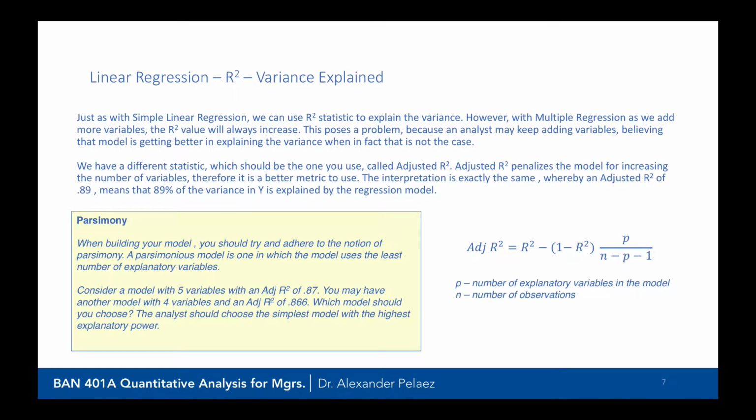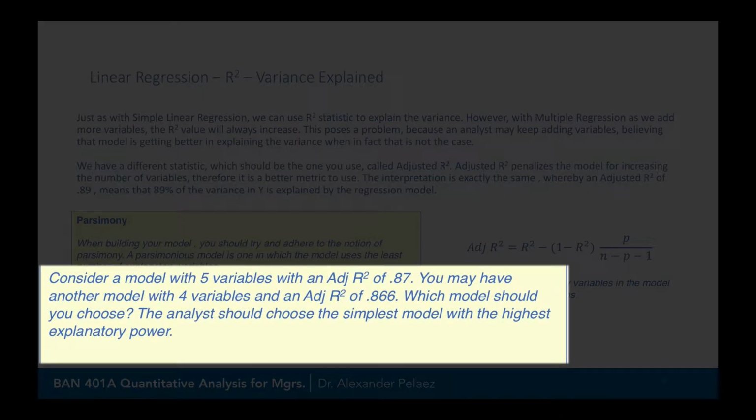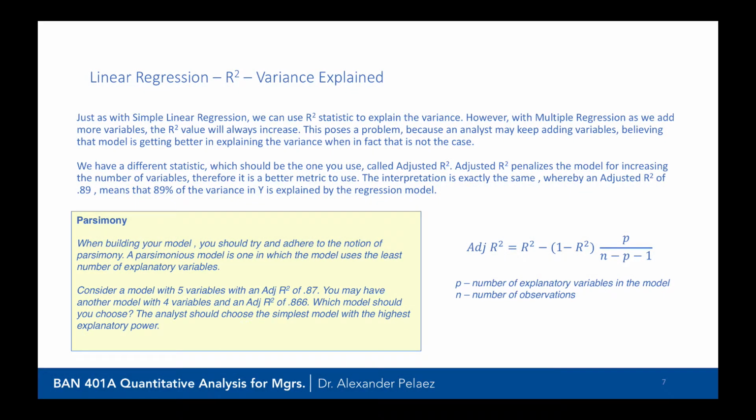So consider a model with 5 variables and an adjusted R-squared of 0.87. You may have another model with 4 variables and an adjusted R-squared of 0.866. Which model should you choose? Well, the analyst should generally choose the simplest model with the highest explanatory power, and we'd probably choose the one with 4 variables. Now, there are some other methods that we have at our disposal that will tell us which one we should choose. But generally, if you're adding 1 to 2% on your R-squared, it's probably not enough to warrant the added extra variable.